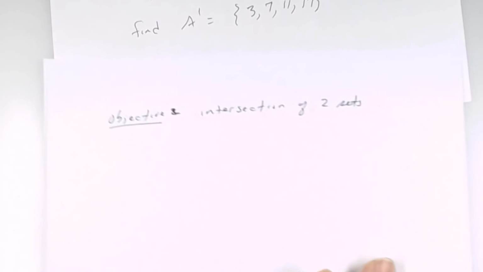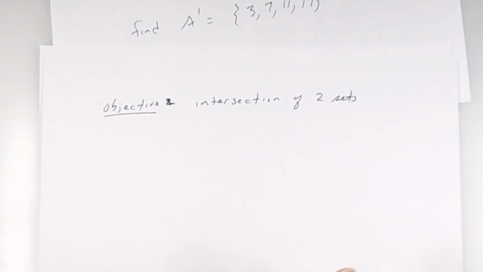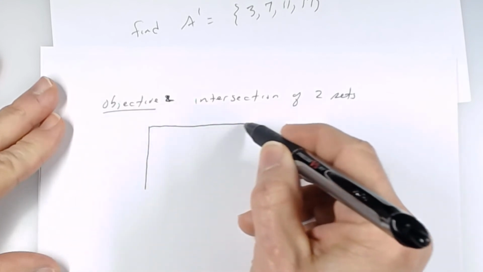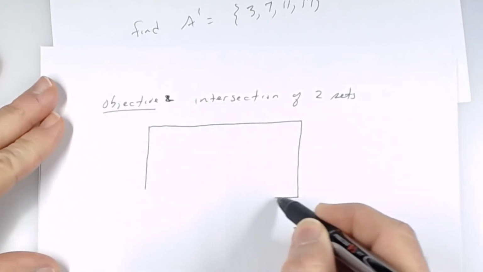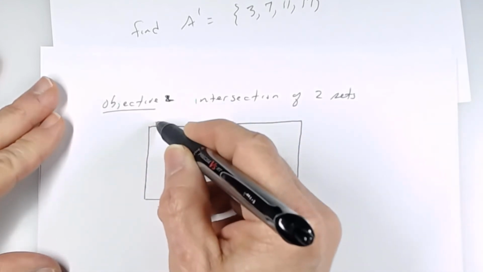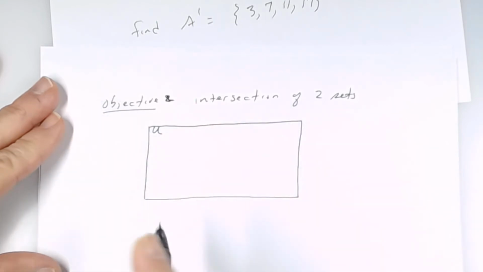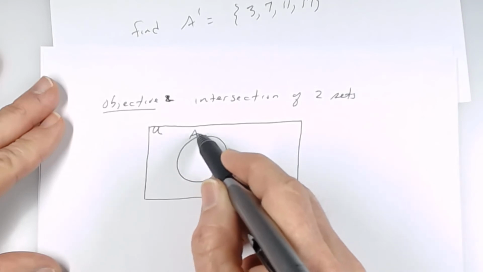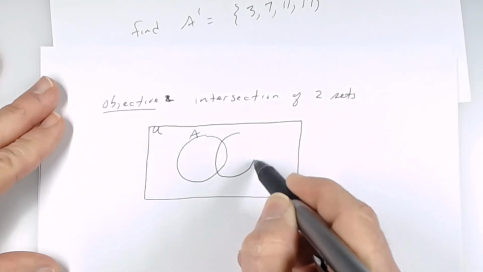All right, the intersection of two sets. So you already have an idea what that looks like. I'm going to draw the Venn diagram again. Here's my universal set, and then here's set A. Here's set B.